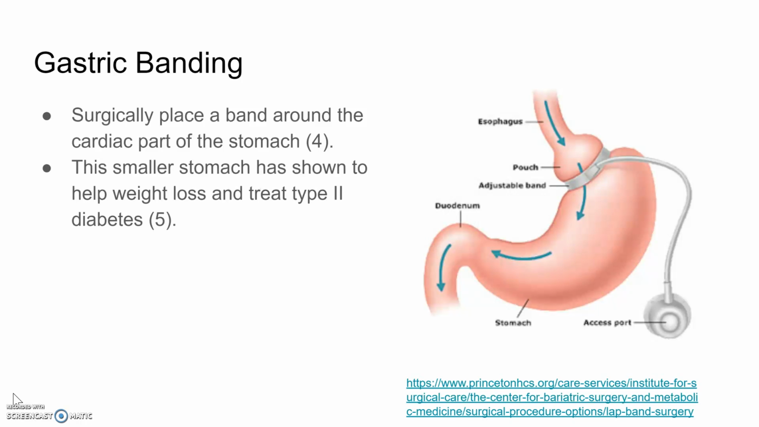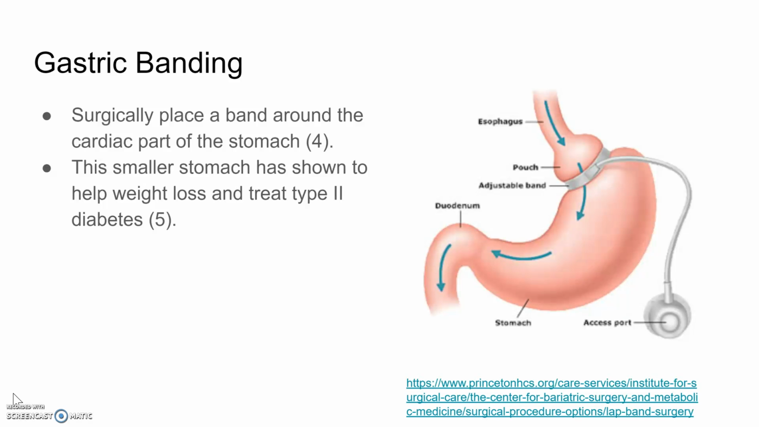In this procedure, there are 1 to 5 incisions made in the abdomen, and then the laparoscope is inserted. The adjustable band is placed around the top portion of the stomach. The band creates an anatomical variation in the stomach that makes it smaller than a usual stomach. This decrease in stomach size results in the patient getting full more quickly, which can also lead to weight loss.